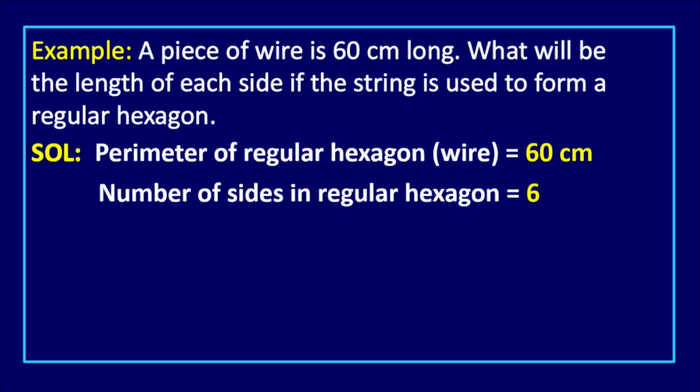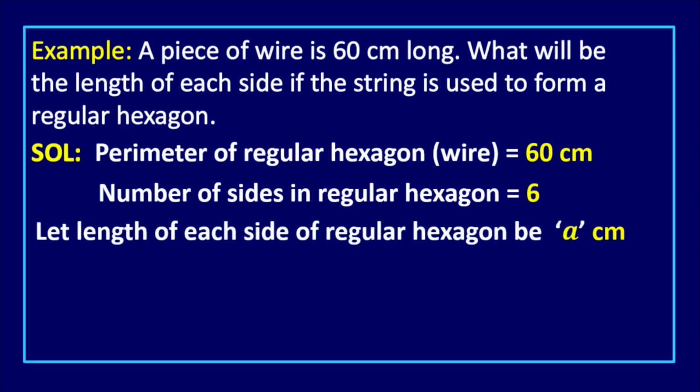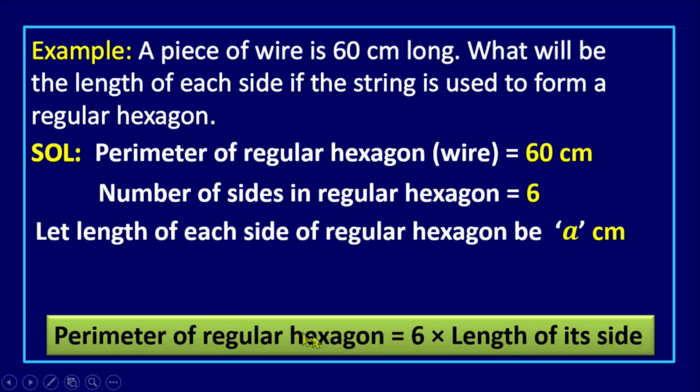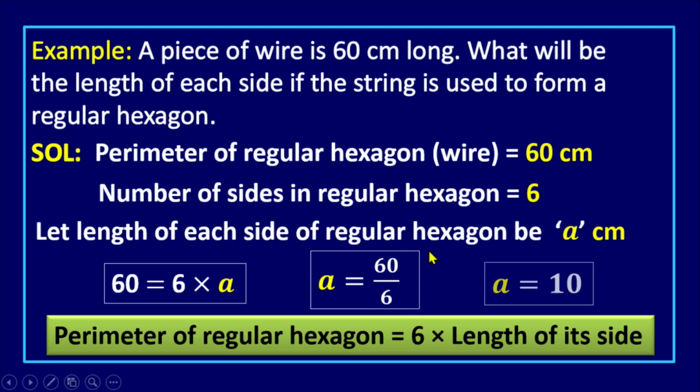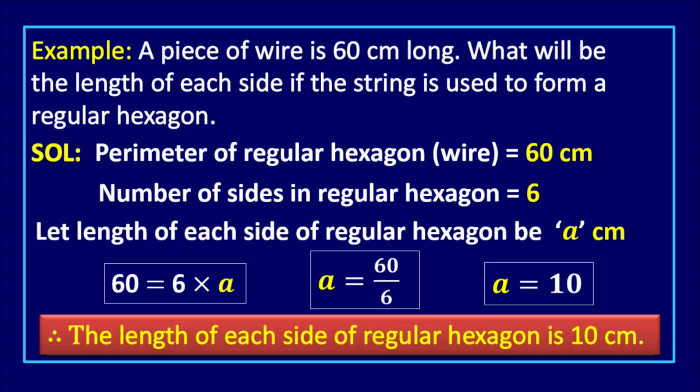The number of sides in a regular hexagon is 6. Got it, children? So, let the length of each side of the regular hexagon be A centimeters. Then, what is the formula, children? We have seen the perimeter of a regular hexagon is 6, because the number of sides is 6, into length of its side. Let us substitute the values, children. So, we get 60 equal to number of sides 6 into A. Then I write A is equal to 60 divided by 6. I can simplify this further, children, right? 6 goes 1 time and in this it goes 10 times. So, what do you get as the value of A? Yes, A is equal to 10. That means I can say that the length of the side of a regular hexagon is 10 centimeters.